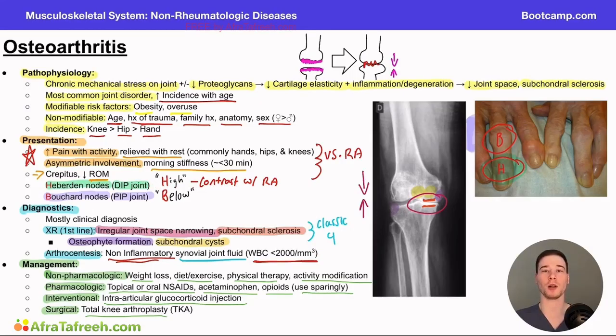Management is going to include non-pharmacological or pharmacological intervention. And then if we need to, we can move down the list into interventional techniques such as steroid injections, and finally, our total knee replacement if nothing else has worked for these patients.